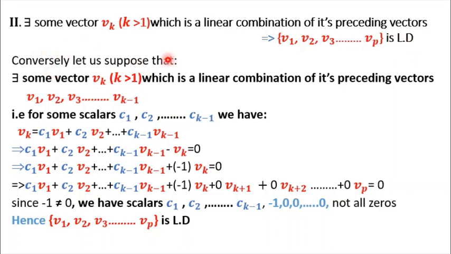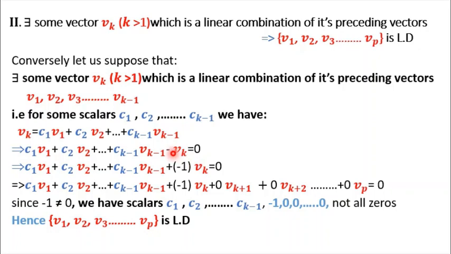So conversely, let us suppose that there exists a vector vk for k greater than 1, which is a linear combination of its preceding vectors. What are the preceding vectors of vk? v1, v2, v3 and so on, vk minus 1. So what do you mean by it is a linear combination of its preceding vectors? For that you can take scalars. For some scalars c1, c2 to ck minus 1, we can write vk as a linear combination of preceding vectors, that is c1 v1 plus c2 v2 plus and so on, ck minus 1 vk minus 1.